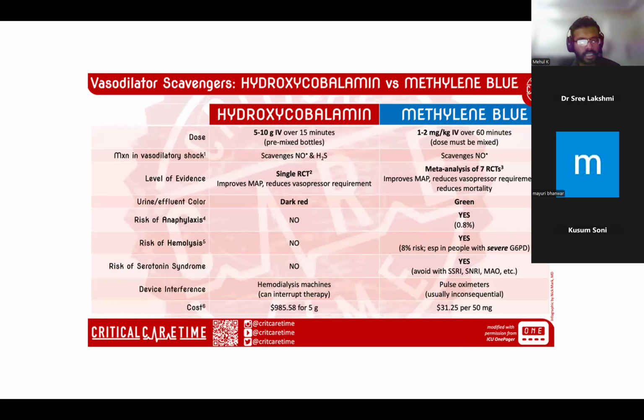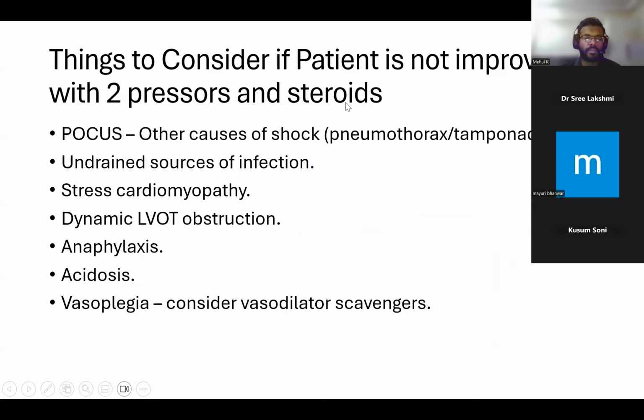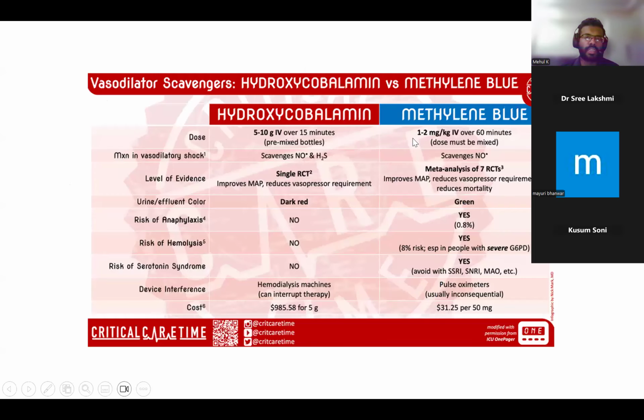So drugs that you can consider in these kinds of states, especially when the patient is on a third vasopressor, are called vasodilator scavengers. Things you can consider are either methylene blue or hydroxycobalamin. In our center, we have recently done an RCT on methylene blue for this particular indication, and the results will likely be published in a few months or within the next year or so. So we'll get back to you on that one later. Basically, the more evidence is for methylene blue, especially for the cardiothoracic surgery patients.